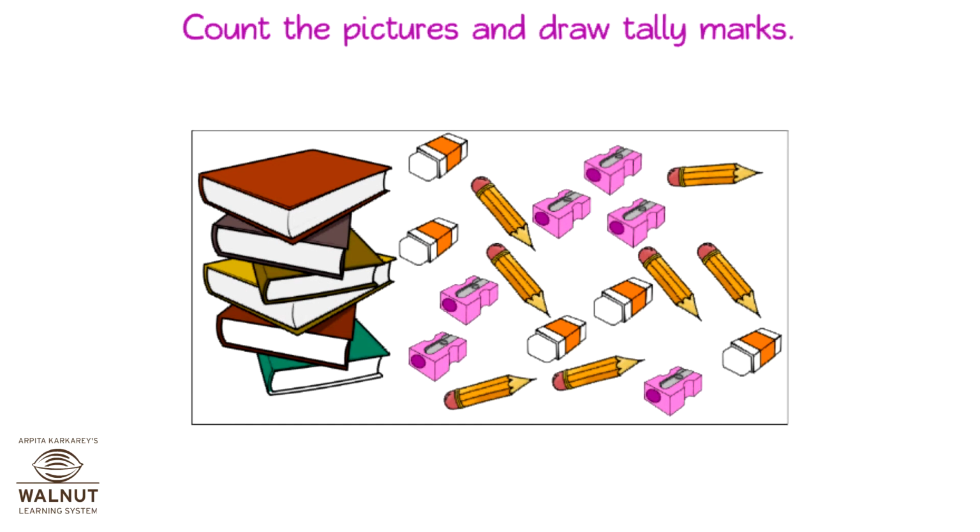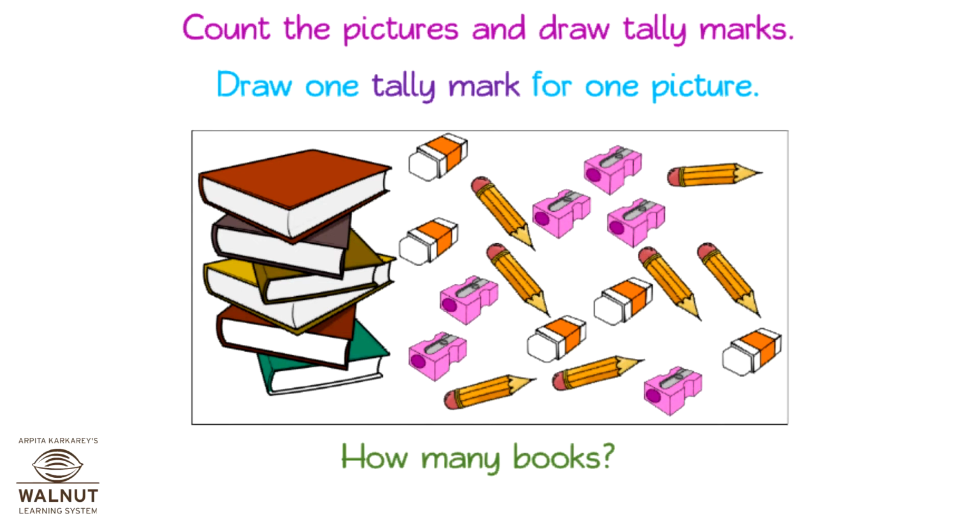Count the pictures and draw tally marks. Draw one line for one picture. How many books? Now, we draw one tally mark for one book. And remember to make a small cross when counting the things. 1, 2, 3, 4, 5, 6. So, we have 6 books.